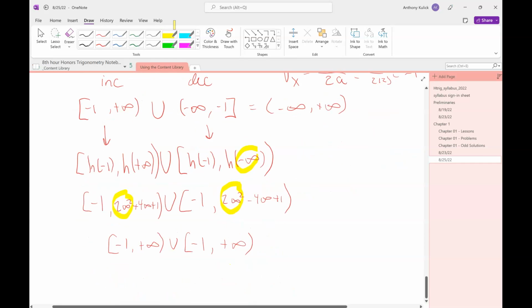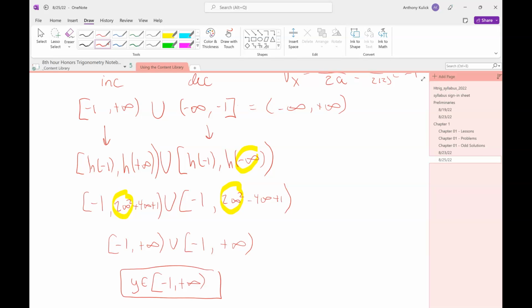What do you notice here about these two intervals? They're the same. Are we surprised by this? I don't think you should be, considering that you had a continuous function that we just found the range for. I'd expect the range to just be one interval.